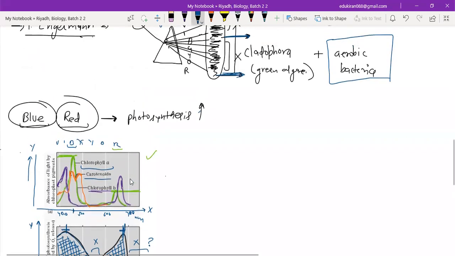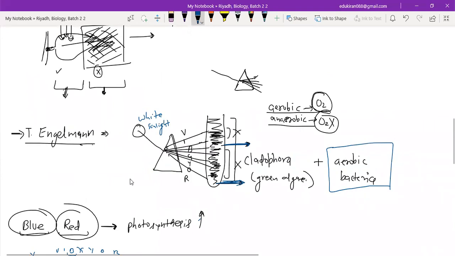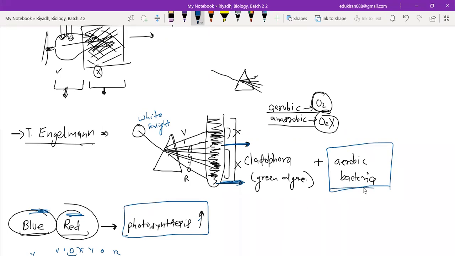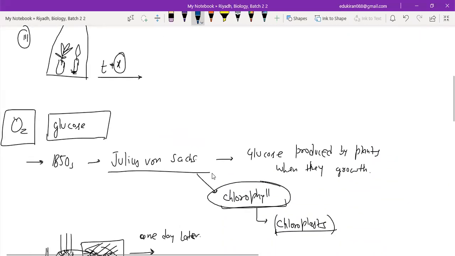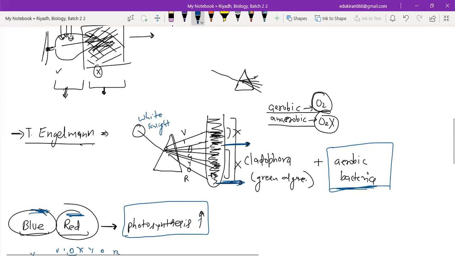Yes, sir. And this comes after decades of Engelmann's experiment, where he also figured out a similar thing, that the blue and red spectra of sunlight cause the maximum photosynthesis. His readout was accumulation of aerobic bacteria in a suspension of Cladophora. Is it clear? Yes, sir. Any doubt in any of the experiments right from the beginning, from Priestley's, then to Julius von Sachs, and then T. Engelmann? So these three names you have to remember.